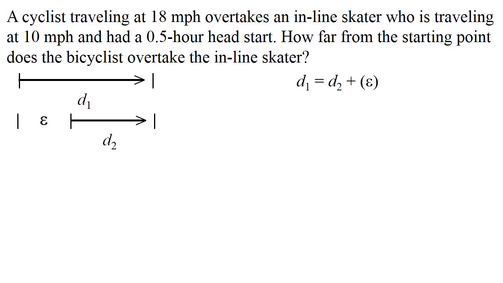So we're looking at distance 1 equals distance 2 plus some adjustment maybe. That adjustment's going to be figured into the time because we're told they have a half-hour head start. So we'll just do rate 1 times time 1 equals rate 2 times time 2. So we know how fast the first one's going. We don't know how long it's going. So we're going to call that x.